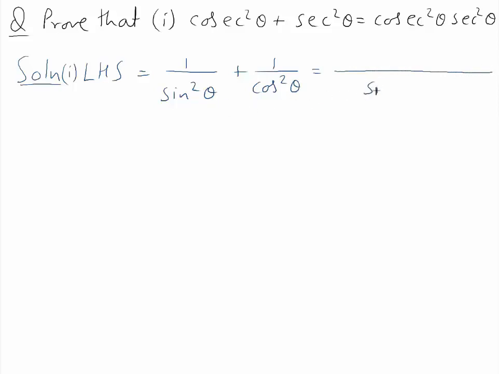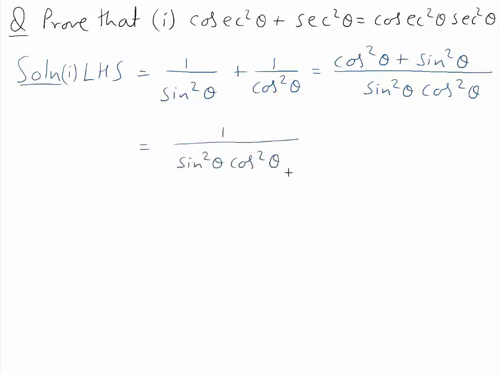LCM would be sin square theta cos square theta. This will come here, cos square theta plus sin square theta. So this will give us 1 divided by sin square theta cos square theta, because cos square theta plus sin square theta is 1. Now we can write this as 1 by sin square theta dot 1 by cos square theta. 1 by sin square theta is cosec square theta, and this is sec square theta.